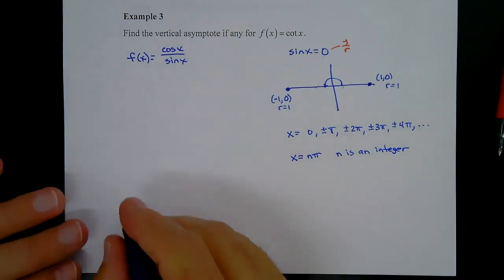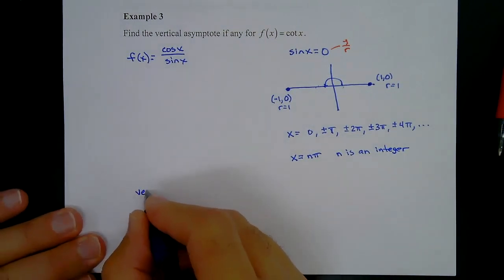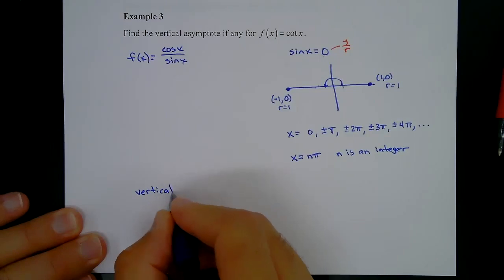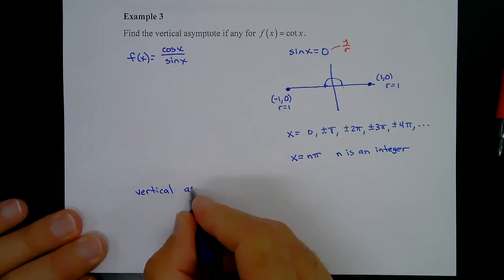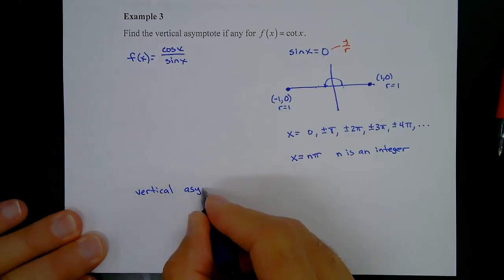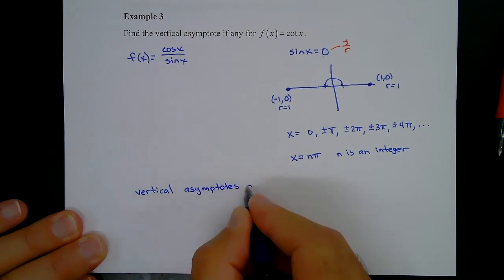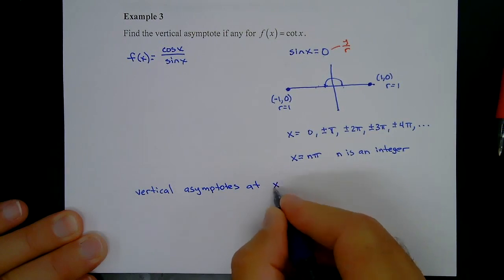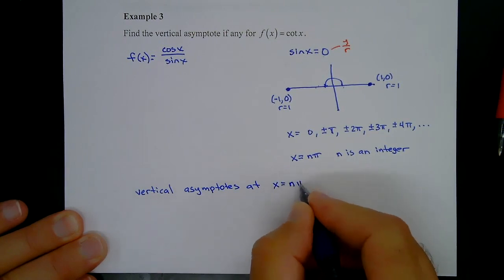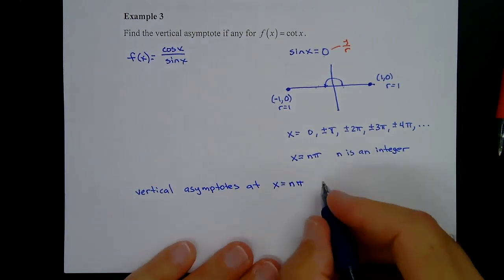Okay, so what we would say is that there is a vertical asymptote, or asymptotes, plural, at x is equal to n pi, where n is an integer.